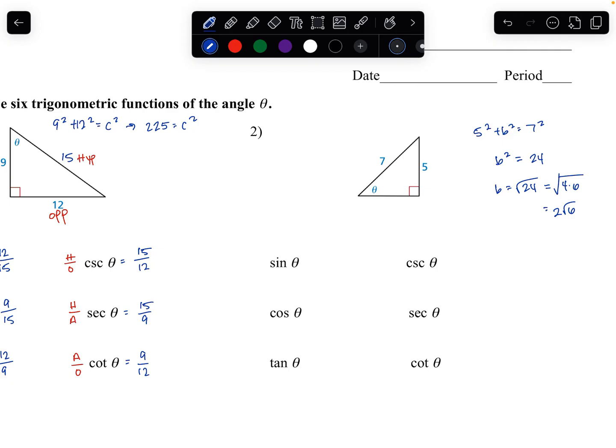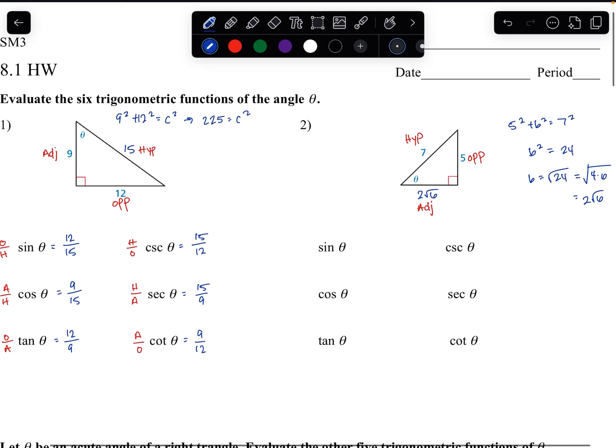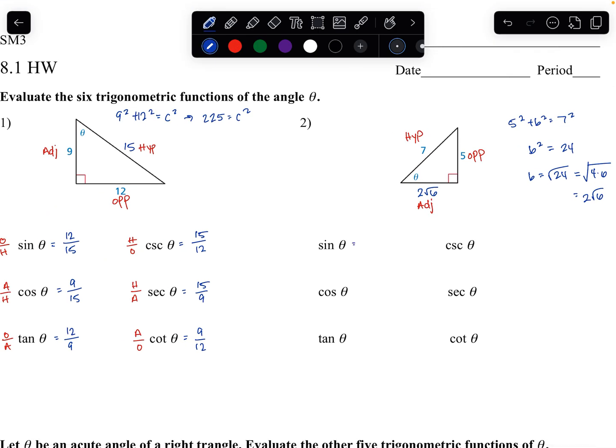And so keep that in mind. This side is 2 root 6. Since this is where theta is, this will be the adjacent side. 5 will be the opposite side, while 7 will be the hypotenuse. And sine is opposite over hypotenuse, so 5 over 7. Cosine is 2 root 6 over 7. And tangent is equal to 5 over 2 root 6.